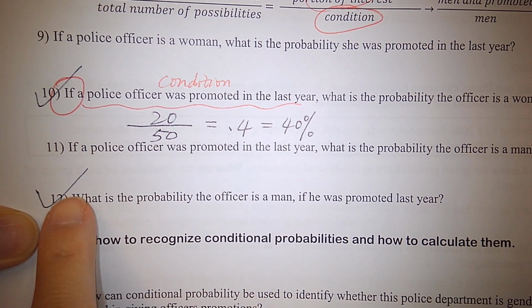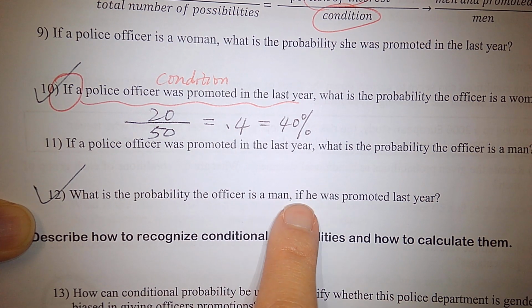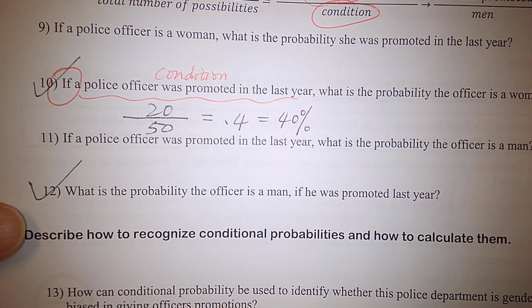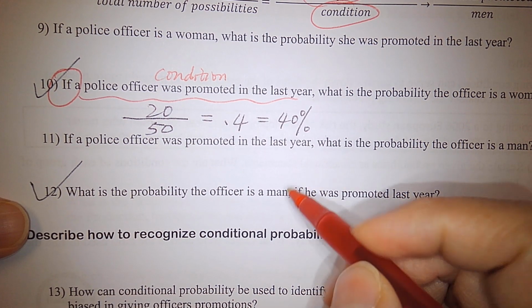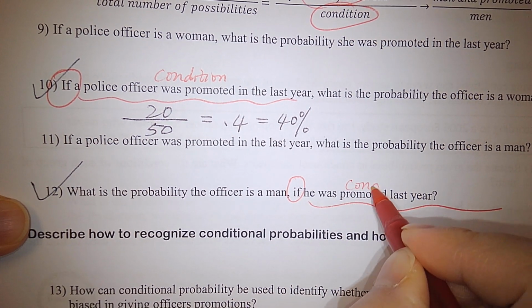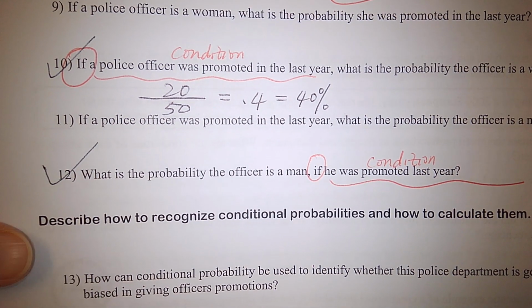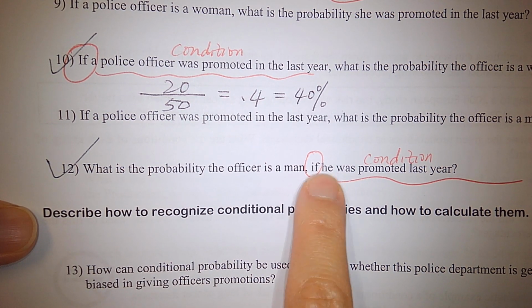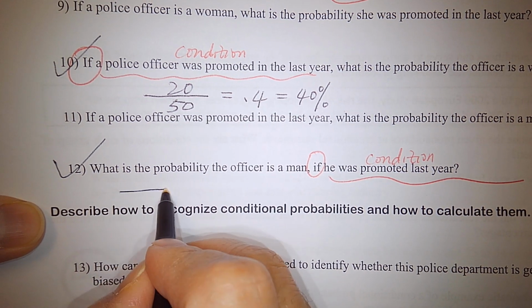Question 12. I'll read the question and let you think about it. What is the probability that a police officer is a man if he was promoted last year? Do you have any "if" sentence? You do. That is the condition. So, Christine, can you tell us how to do the question? Yeah, so the condition is promoted, so there are 50 promoted.